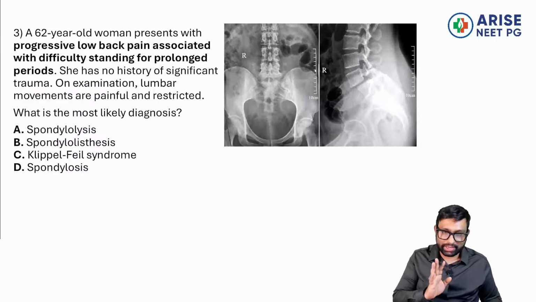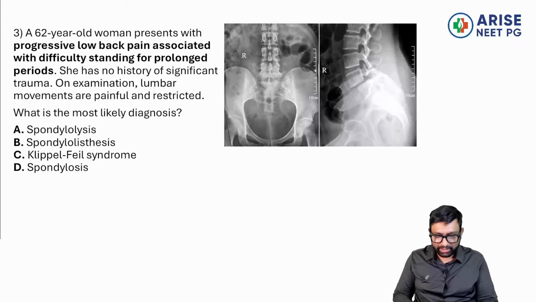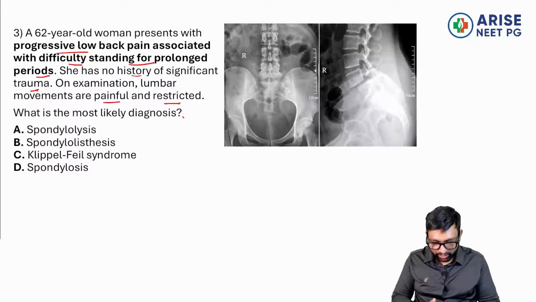Now question number 3, another important question asked 2 times in the last NEET PG exams. A 62-year-old woman presents with progressive low back pain associated with difficulty standing for prolonged periods. She has no history of significant trauma. On examination, lumbar movements are painful and restricted. What is the likely diagnosis? Is it spondylolysis? Is it spondylolisthesis? Is it Klippel-Feil syndrome? Is it spondylosis?